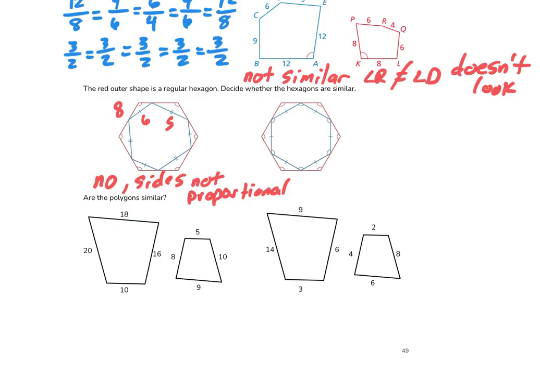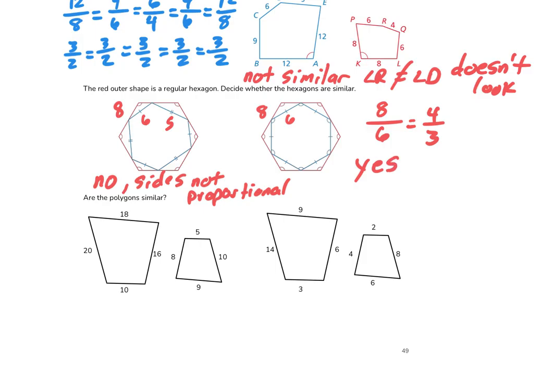Now, if I look at the second one, we don't have the sides on the red one marked, but it tells me right here the red outer shape is a regular hexagon. So what's that tell me about all the sides on the red figure again? They're all the same, okay? And so once again, if I gave you an example, like if I told you this was 8 and this was 6, then all of the sides would be 8 to 6, all the way around. I'm not going to write it 6 times. They would all be 8 to 6, right? So they would all reduce to be the same thing. They would all reduce to be 4 over 3.